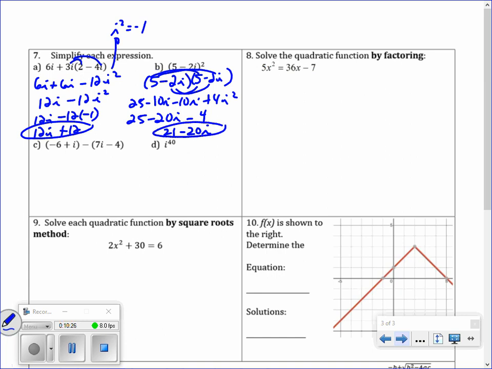All right, letter C. I got negative 6 plus i. Then distribute the negatives to negative 7i plus 4. So I get negative 2 for the negative 6 plus 4, and then minus 6i.